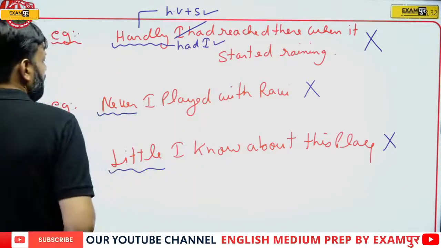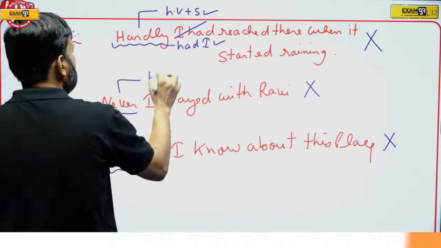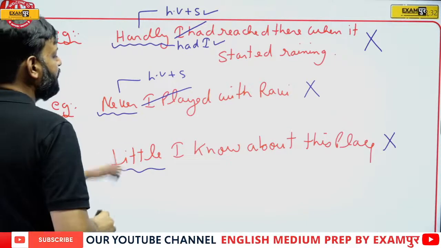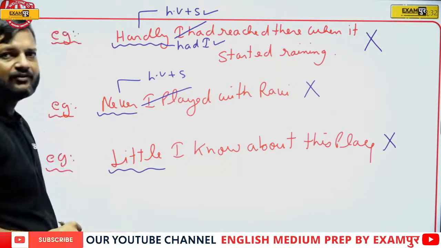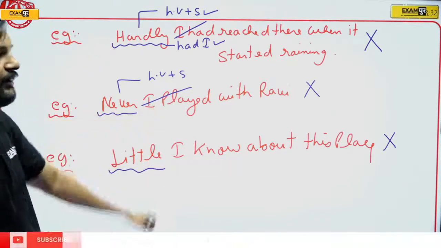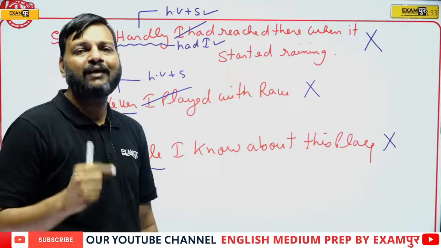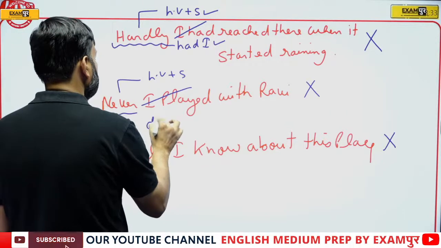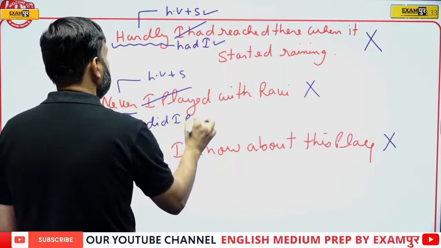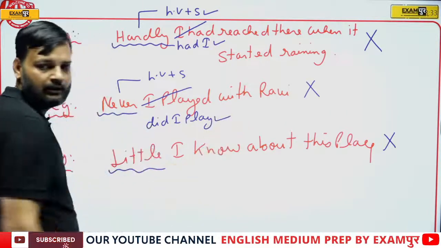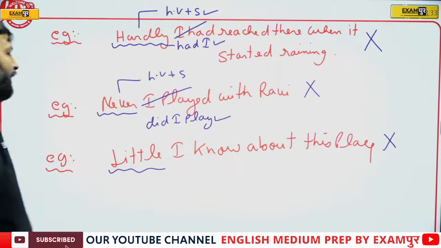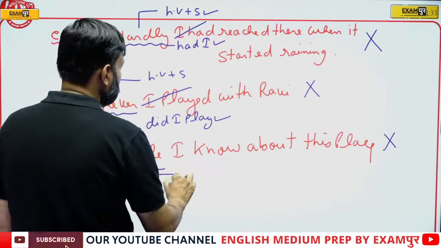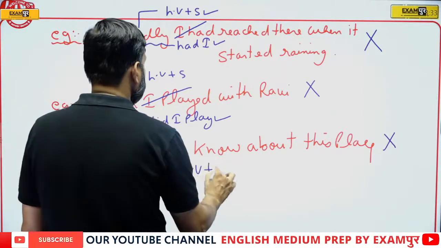Okay, now after never we need a helping verb plus subject. Here the sentence is in past indefinite tense: subject and second form, and the helping verb of past indefinite is did. So here in place of I played, did I play would be right. And the same is the case with little. Little is a negative adjective followed by a helping verb plus subject.